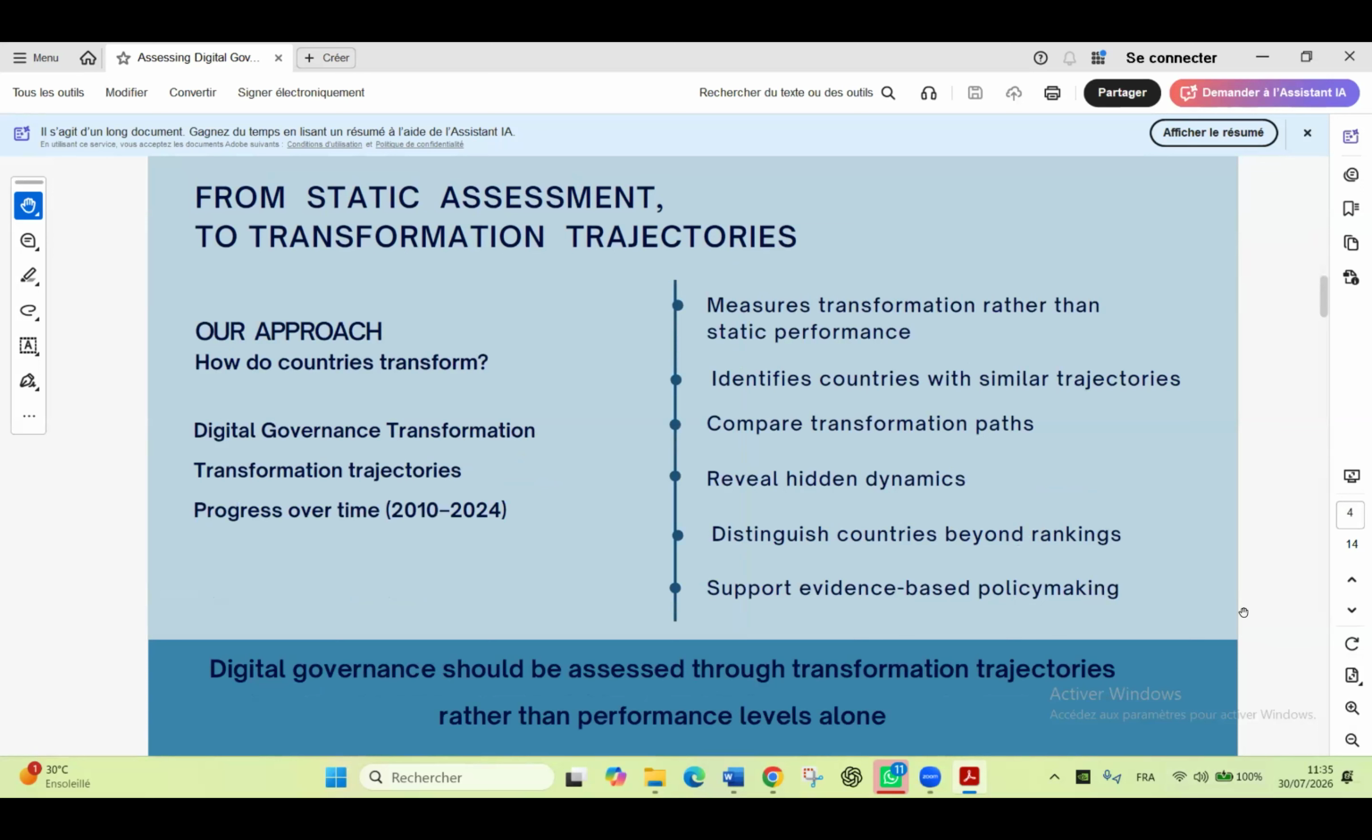Our analysis focuses on digital governance transformation by examining countries' trajectories of change over the period 2010 to 2024. This perspective allows us to measure transformation, to identify countries that follow similar trajectories, and compare different transformation paths. By looking beyond ranking alone, we are able to reveal hidden dynamics, distinguish countries with similar performance but different patterns of evolution, and provide stronger evidence to support policymaking. Ultimately, we argue that digital governance should be assessed through transformation trajectories rather than performance levels alone.